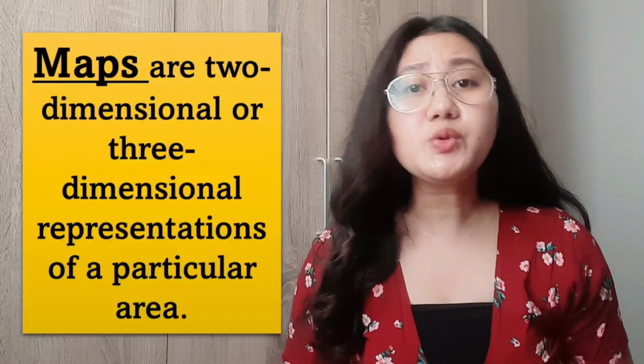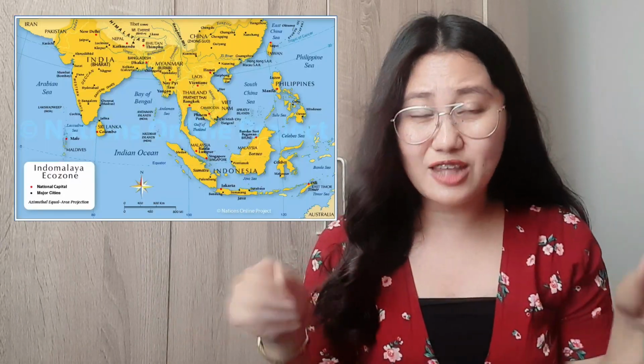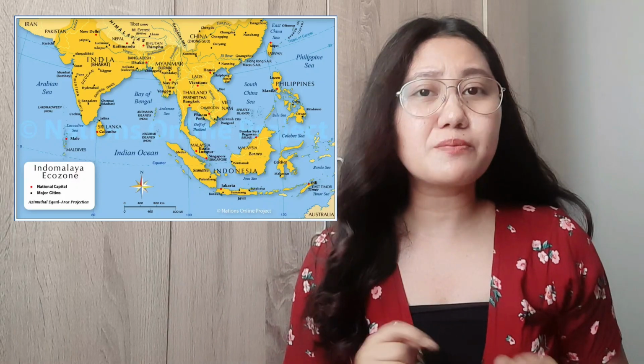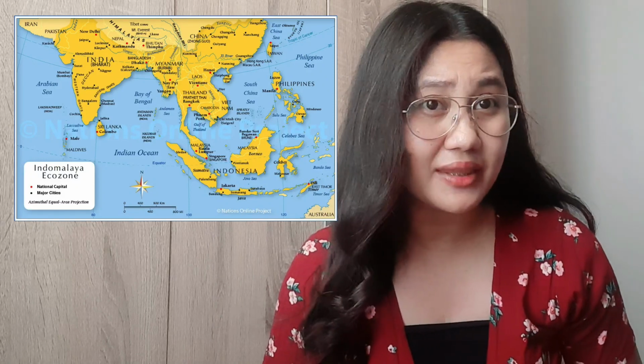Meron tayong tinatawag na maps and globe. So, ano ba yung pagkakaiba nila at pagkakaparehas? So, syempre, sabihin natin na parehas silang makikita natin yung mga locations ng mga iba't ibang bansa using map at saka globe. So, ang globe at map, paano ba naman sila nagkaiba? So, when we say maps, maps are two-dimensional or three-dimensional representations of a particular area. And usually, kapag map, siya ay flat. Or minsan naman 3D talaga siya. So, it depends on what map is being presented to you or kung ano yung ginagamit nating mapa.